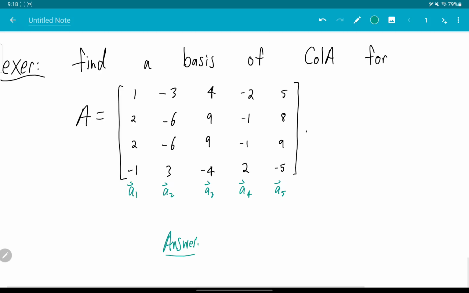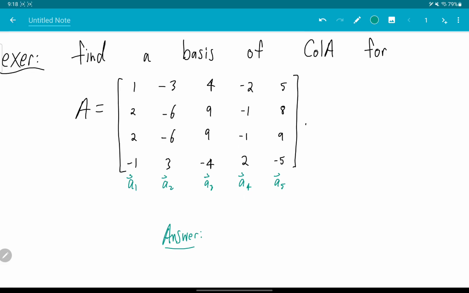I shouldn't say the answer because we're going to talk later about how these bases are not unique. There isn't just one basis. There are an infinity of bases usually. So the answer, the most obvious answer here, is first, third, and fifth. Okay, so hopefully you were successful there. If not, let me know.